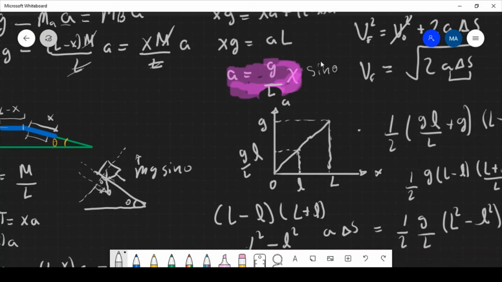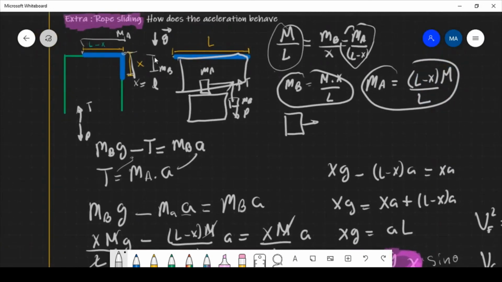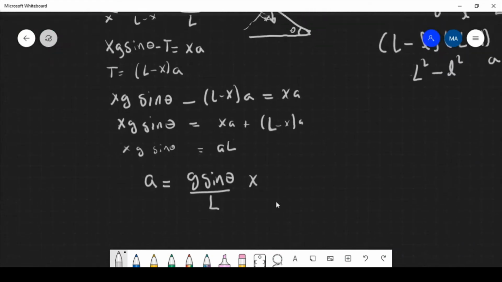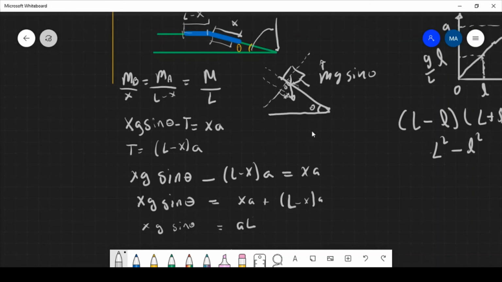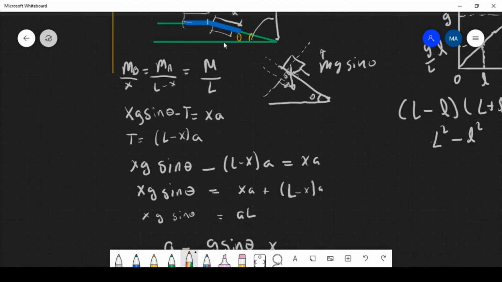What we found is sine of theta over here. Why isn't there any sine of theta in that one? Because our angle was 90 degrees, so the sine of this angle was 1. So notice, if this angle opened up to 90 degrees, what would you get? a equals g divided by L, sine of 90 degrees is 1, so you will get x. So this is a more general form for it.